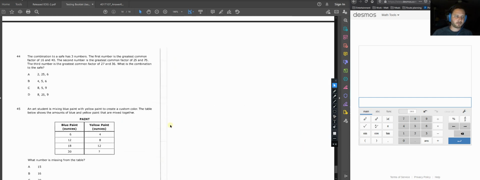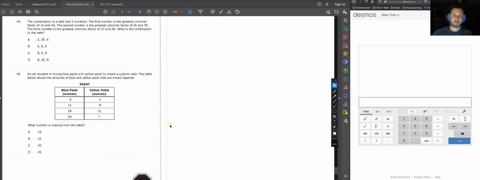So, moving on to number 44, the final two problems. Number 44, the combination of a safe has three numbers. The first number is the greatest common factor of 16 and 40. So with 16 and 40, we are breaking this down to all the numbers that we can divide these two things by. Starting with 16, I can divide 16 by 1 and 16. I can divide it by 2 to get 8, and I can divide 16 by 4, and that's it.